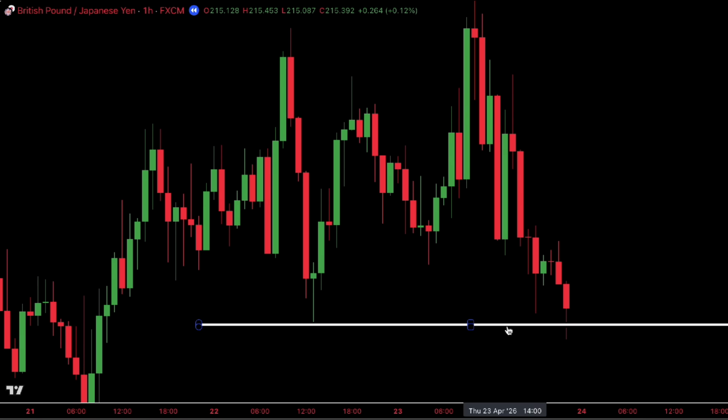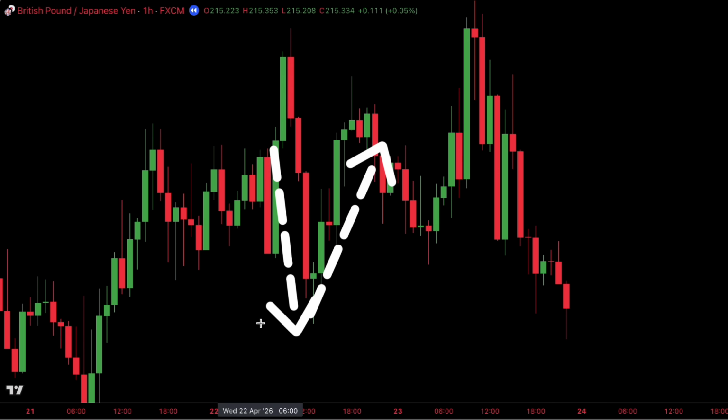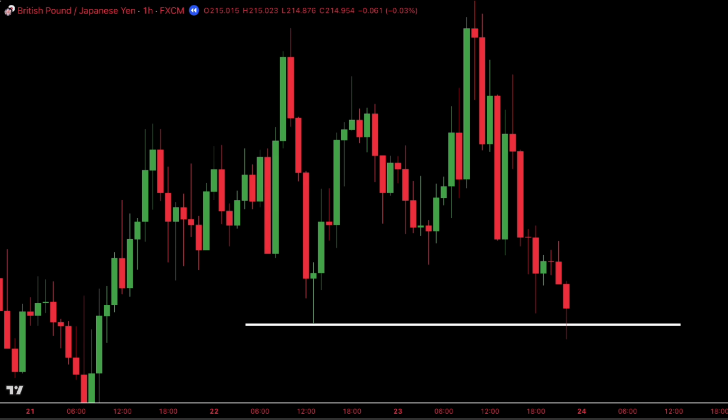This is the British pound and Japanese yen on the 1-hour chart. As you can see, the market hits this level and reverses, forming a support level. This level represents sell-side liquidity because traders place their stop-loss orders below it, expecting the market to break it next time.